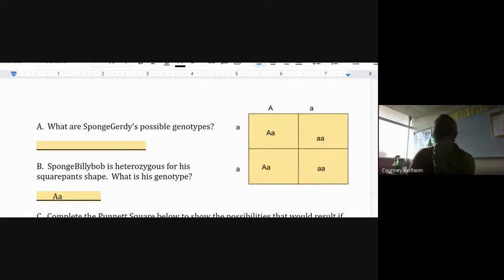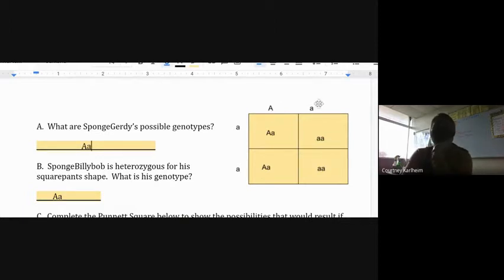What does she have to be to get a square, a dominant gene? What letters? What kids in this box would have square pants, a dominant gene? Are you saying one of each? Yes. Okay, I just couldn't hear you. So by having an uppercase and a lowercase, you would get a square body. So that's what she has to have.